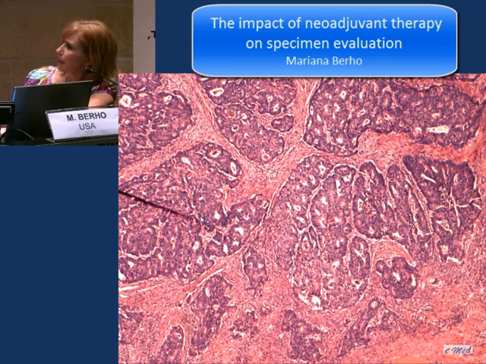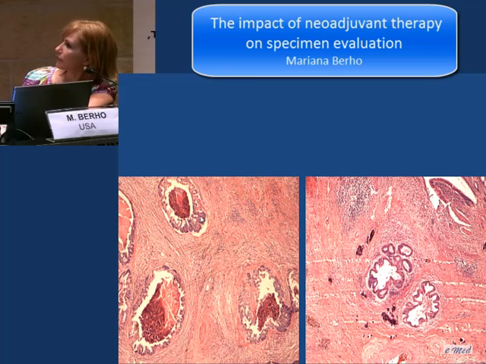So you have an example here of a case that pretty much has no regression. All of these are islands of malignant glands. Here you have a case in which there is some regression. You see the fibrosis, but the tumor predominates. Here you have more fibrosis than tumor.